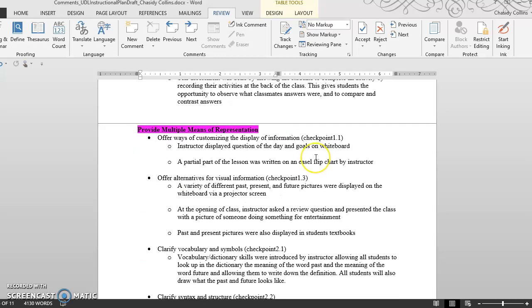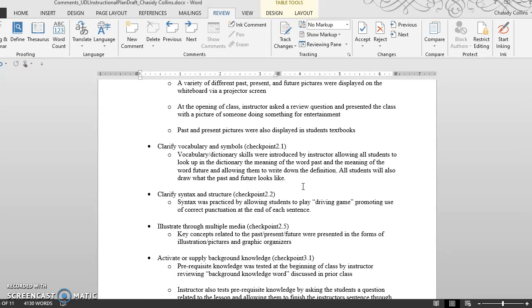Okay, moving along to provide multiple means of representation. One checkpoint that I chose was clarify syntax and structure, which was checkpoint 2.2. So syntax was practiced by allowing students to play the driving game, promoting the use of the correct punctuation at the end of each sentence. So even though the lesson was based on the majority of past, present, and future tense, they also got to review punctuation as well.